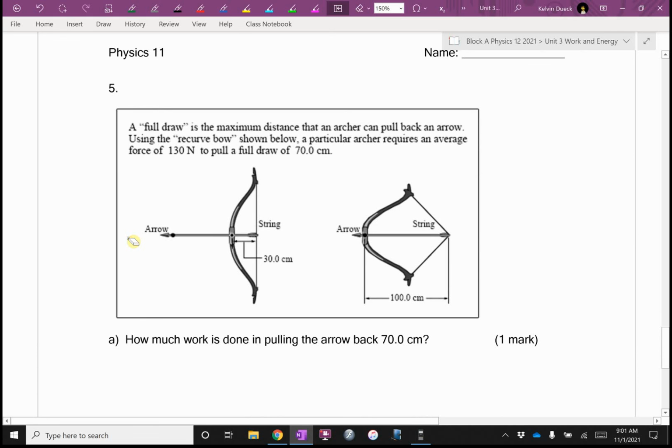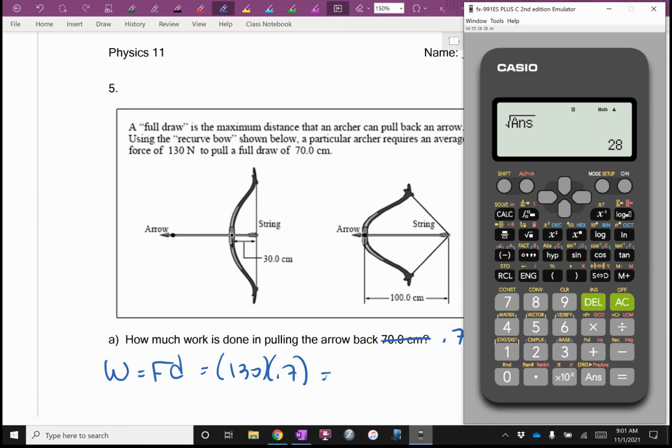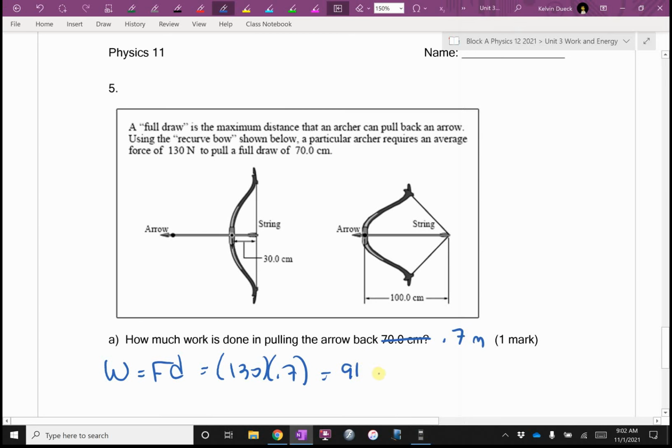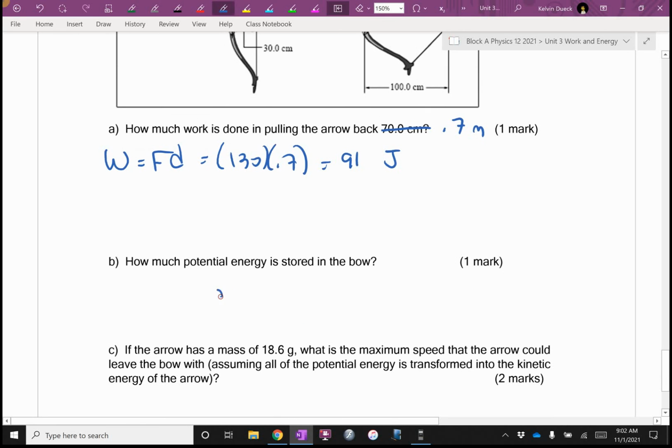Ooh, bow and arrow. How much work is being done here? I think I can go force times distance. It's going to be 130 times, nice try, Mr. Duick, 0.7. And I get 91 newtons, 91 joules of energy. How much potential energy is stored? 91 joules of potential energy. Not mgh because we didn't change the height. This is stored potential energy. If you want me to give this a name, Camille, technically elastic energy, but it's stored.